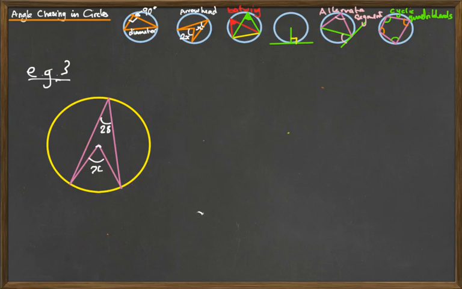Okay, the arrowhead theorem. This is the arrowhead theorem. So, angles at the circumference are half that of the centre, or angles at the centre are double that of the circumference. That just means x is 56. Boom, done. Very easy. Next.